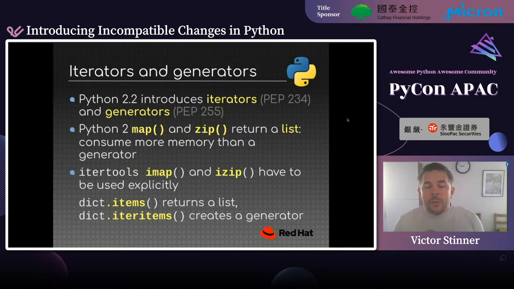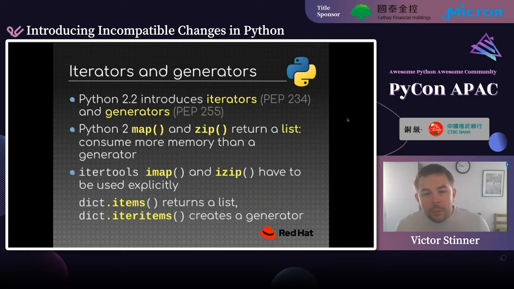So in the early days of Python 2, we got two new protocols in Python 2.2. The first one is the iterator, which is a very generic way to iterate on any kind of container, and it comes from PEP 234. And we also got the generator, which is a way to generate values on demand. The nice thing with a generator is that you don't have to compute all the values in advance. You generate the value as you are consuming the generator. So in memory, there is a single item, in fact. And generators come from PEP 255.